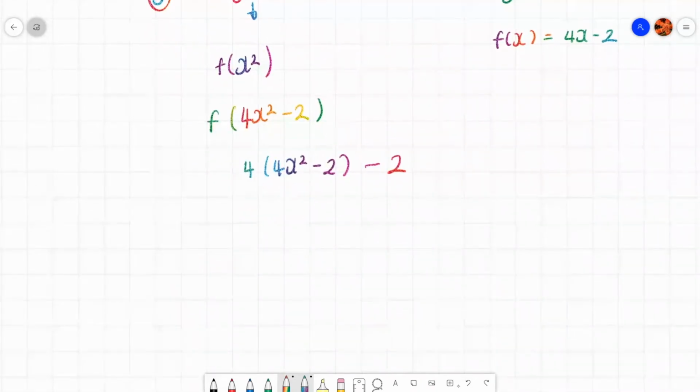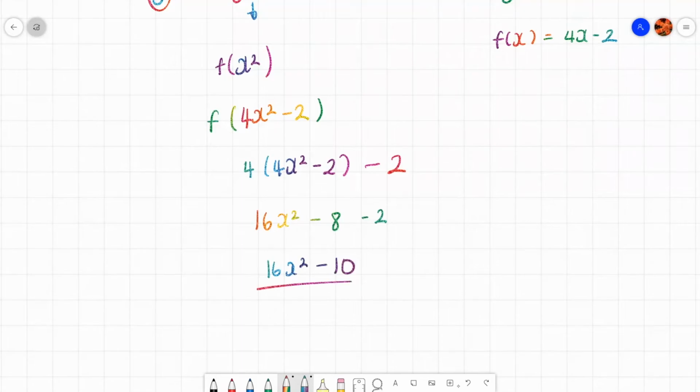And let's just times that out. I've got 16x squared minus 8 minus 2, well, 16x squared minus 10. And that is my answer. Okay, nice and simple and nice and straightforward. It does get quite complicated when you've got lots of algebra things to do. Okay, and again, you might be asked to work out things using algebra or just using numbers.